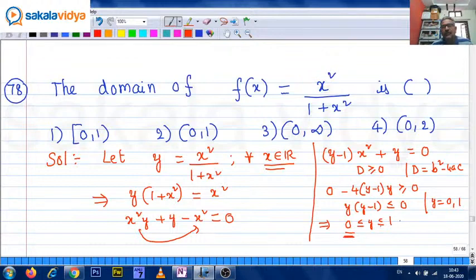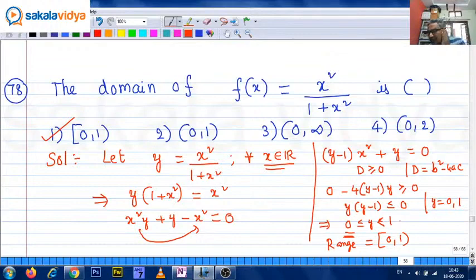0 is included here. But if you put any value, you won't get 1. That's why we need to modify like this. We get like this. Y does not equal to 1. Y cannot be 1. Therefore, range equals to closed 0, 1 open. That's why first option is the right option. Not second option, first option is the right option.